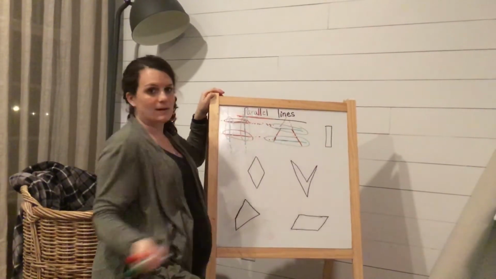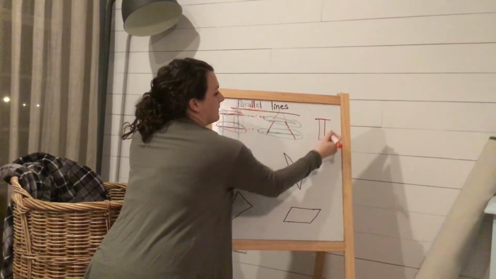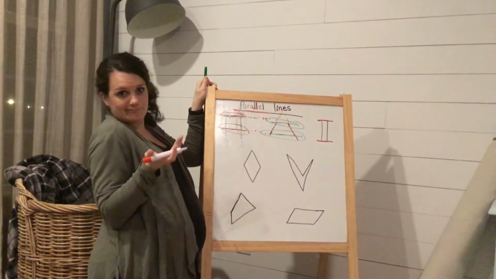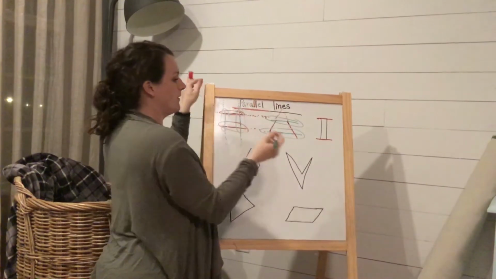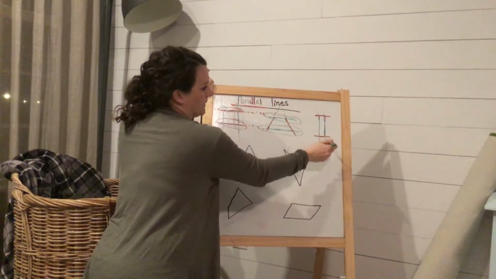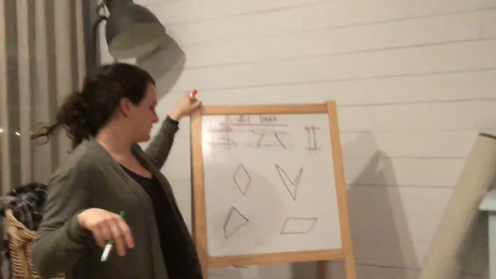Take a look at the rectangle. The top and the bottom, do they look like they'll ever touch? Nope, they're parallel. And then the left side and the right side. So that rectangle has 2 sets of parallel sides.